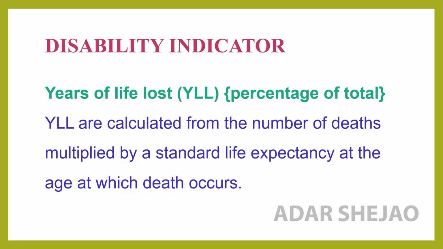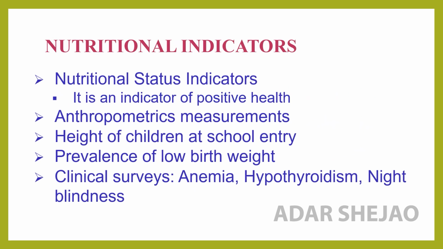Years of life lost, YLL, percentage of total. YLL are calculated from the number of deaths multiplied by a standard life expectancy at the age at which death occurs. Nutritional indicators. Nutritional status indicators. It is an indicator of positive health. Anthropometrics measurements. Height of children at school entry. Prevalence of low birth weight. Clinical surveys, anemia, hypothyroidism, night blindness.